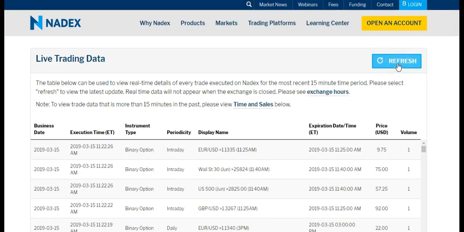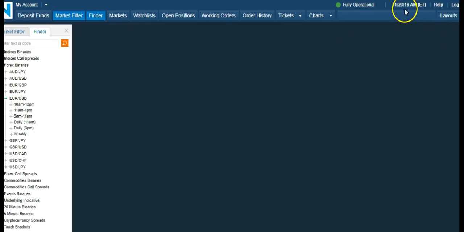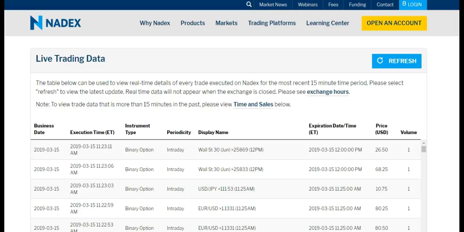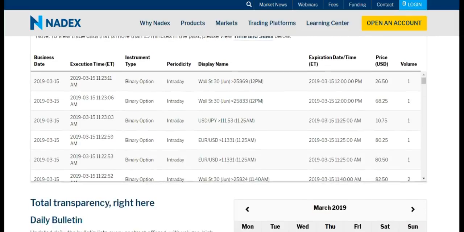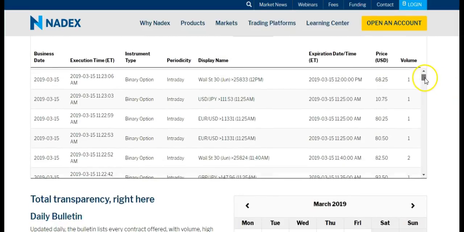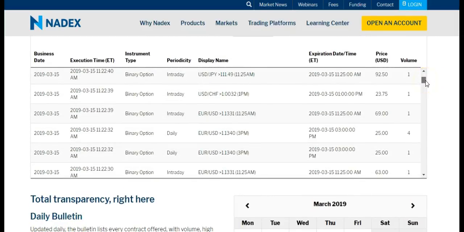This is very fresh data. If I click refresh here, you'll see the last trade at 11:23 and 11 seconds. It's 11:23 and 15, 16 seconds now. So the data is very much live. They will have the most recent 15-minute period here on the live data. But a way you could possibly use this is to find the high volume trades.